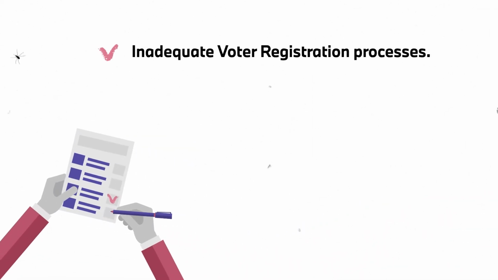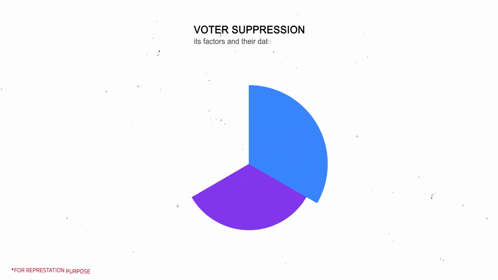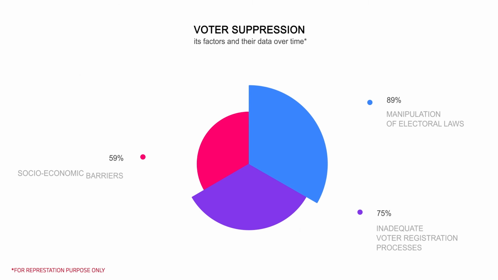Several factors contribute to voter suppression, including inadequate voter registration processes, partisan manipulation of electoral laws, and socio-economic barriers to political participation. Understanding these underlying factors is essential for developing effective strategies to combat voter suppression and safeguard democratic principles.